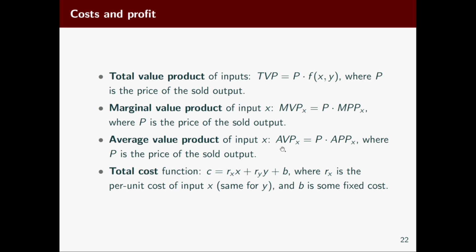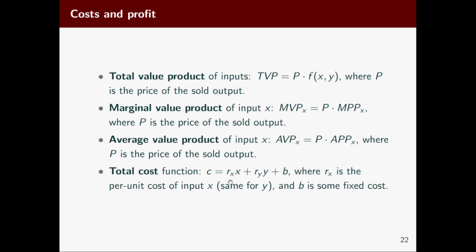Similar way to calculate average value product. And then finally, we have the total cost function represented here by C. This function is going to be a function of the price of the inputs multiplied by the amount of input we use. So if we're using some amount of X input, we want to multiply that by the price of that input and add that to the price of the other input times the other input that we're using, and then add this B, which is going to be some fixed cost.